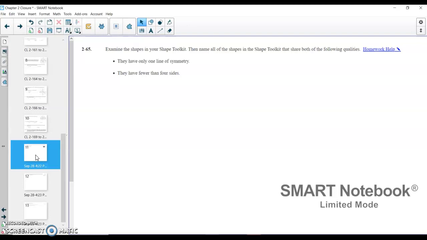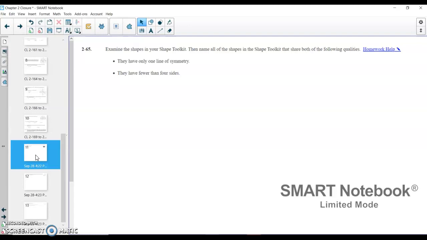Starting with this one, examining the shape toolkit, something that we used earlier in chapter 2. That's something that you could go back in chapter 2 and find one of those older lessons and find that shape toolkit. Naming all of the shapes in the shape toolkit that share both of these following qualities. They need to have one line of symmetry, and they need to have fewer than 4 sides, and so we're kind of strictly restricted to triangles here.